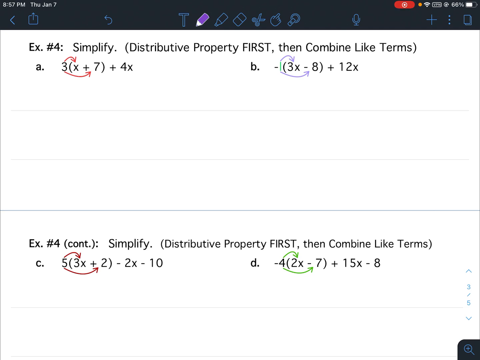The distributive property is multiplication. Combining like terms is addition and subtraction. That is why you do the distributive property first, then combine like terms. So again, we're going to do the distributive property first, then combine like terms. You want to look for those parentheses to know if you need to do the distributive property first.